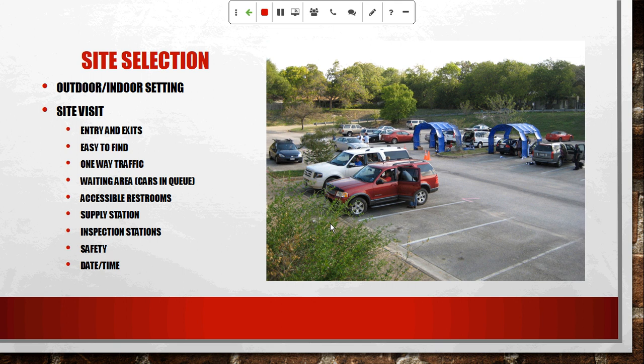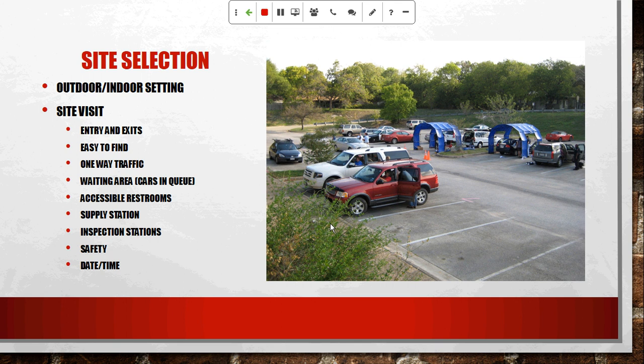However, do a site visit. This is super important. If you already have a place in mind, it really helps you to do a logistics check and visit this venue before you commit to it. This will give you greater insight on how you're going to be able to set up, how you want your traffic to flow, where volunteers can park, and where you want your cars to line up in queue.